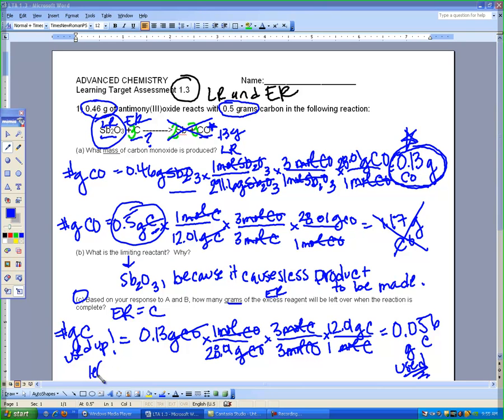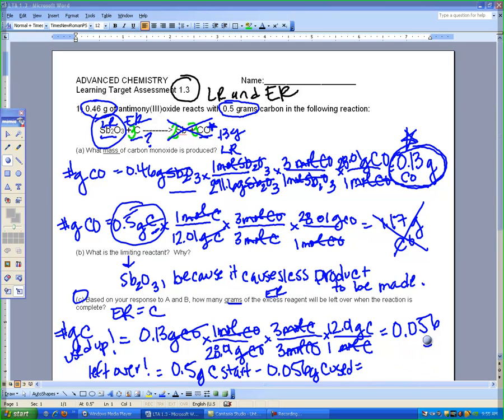How much left over? You're going to take your 0.5 grams of carbon at the start. You're going to subtract the 0.056 grams of carbon used. And that gives you 0.444. So that is your answer.